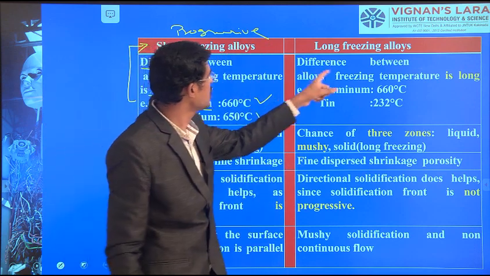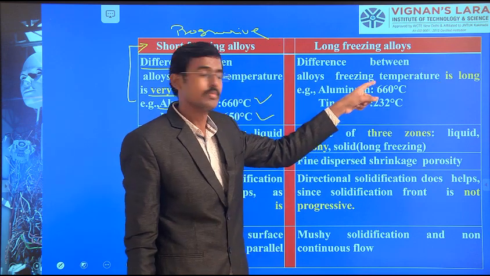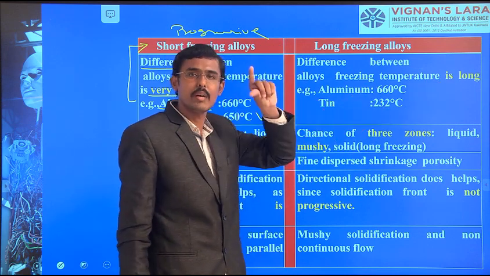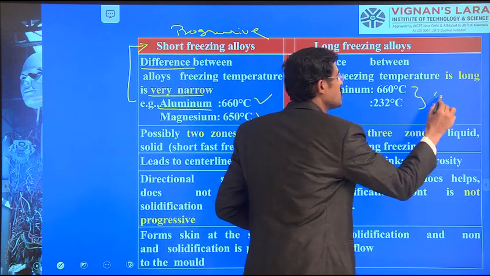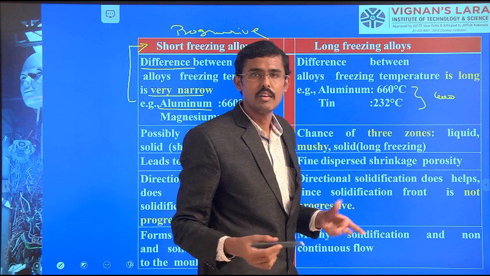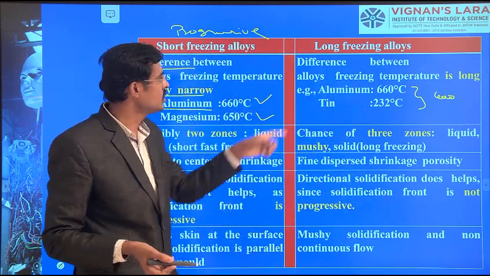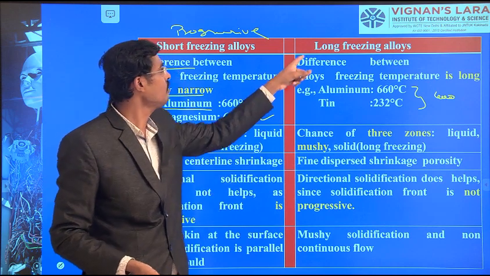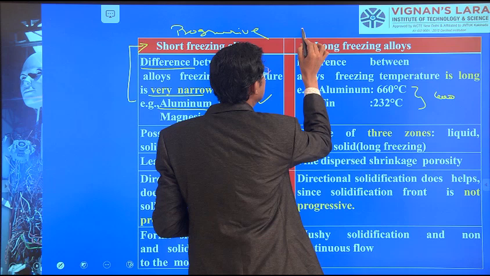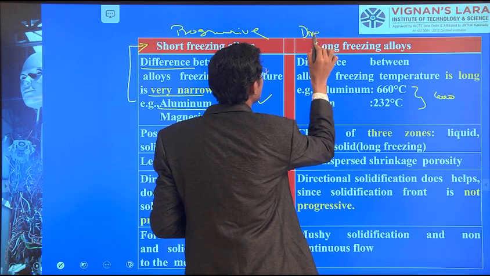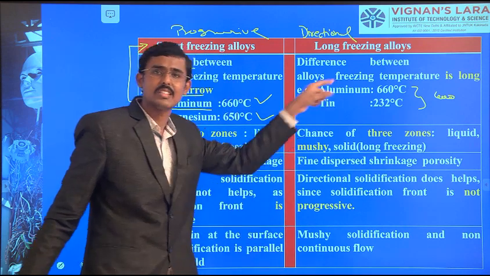Right? The difference between the alloy freezing temperatures is long: aluminium is 660, here tin is 232. If we combine this system as an alloy system, with these 2 we get a middle range of 400 or maybe 350. Some ranges we will get changeovers. So this is a long freezing range alloy. The name says it; this initiates the directional solidification.